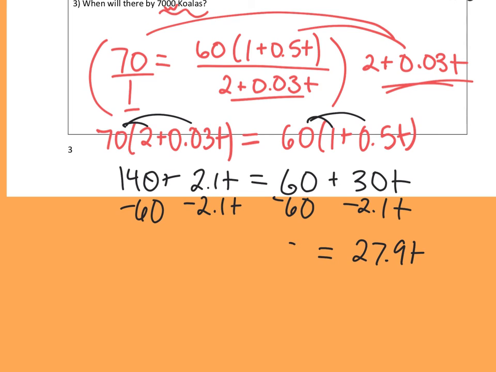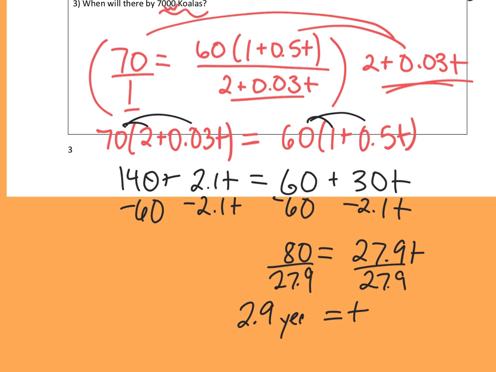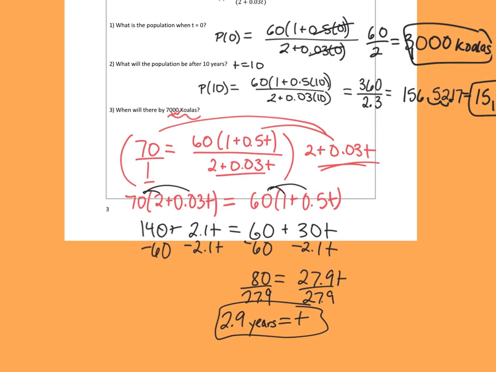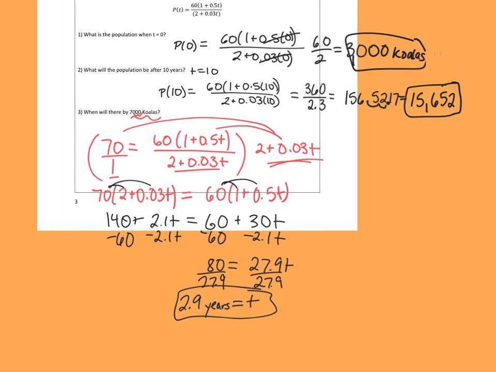Subtract the 60 over. 140 minus 60 is going to be 80. Divide by 27.9. And t is going to be 80 divided by 27.9, 2.867. So we'll just call it 2.9 years. Okay? And that is going to be my answer. So let me know what questions we have, and that's it for today.